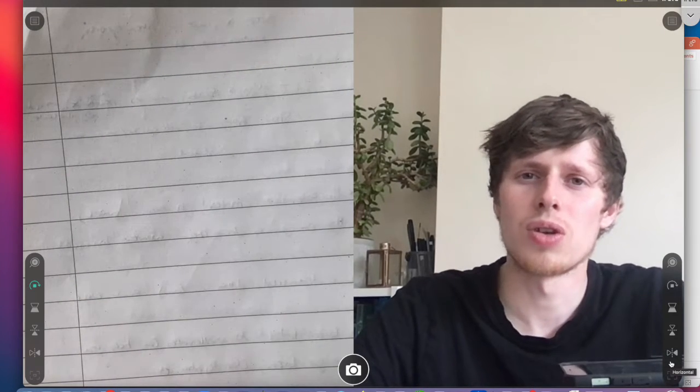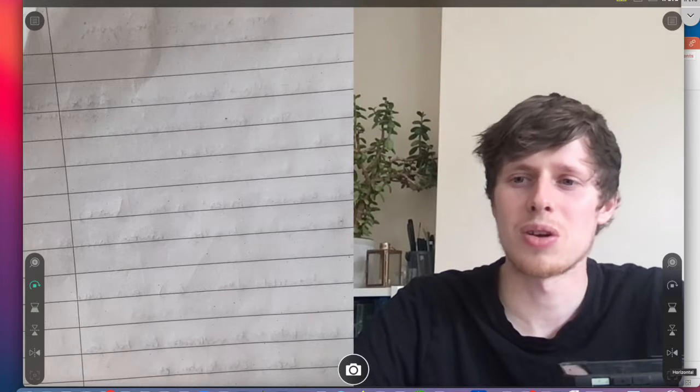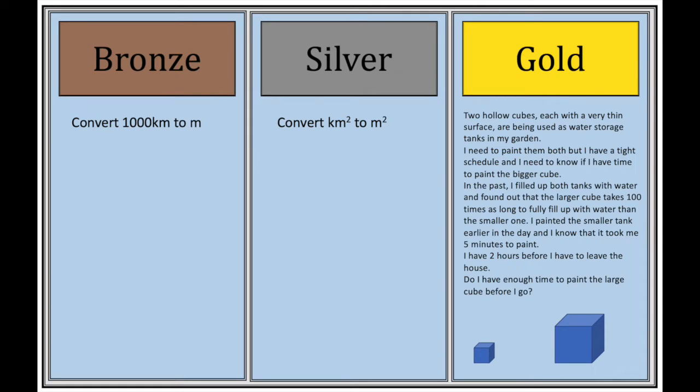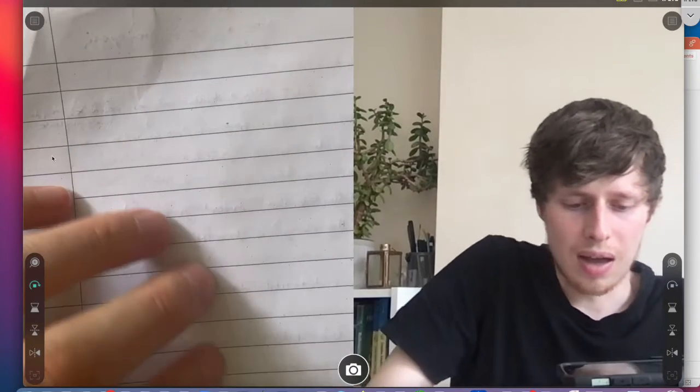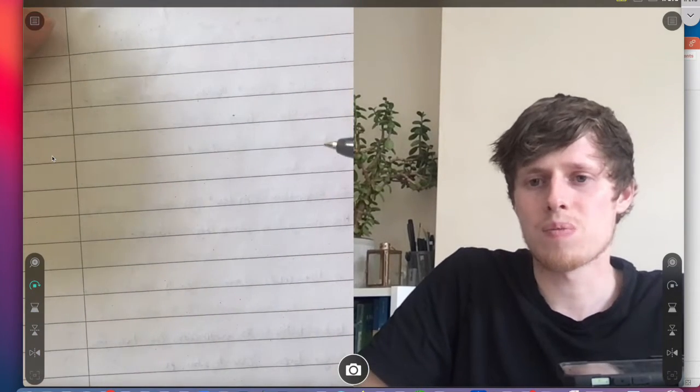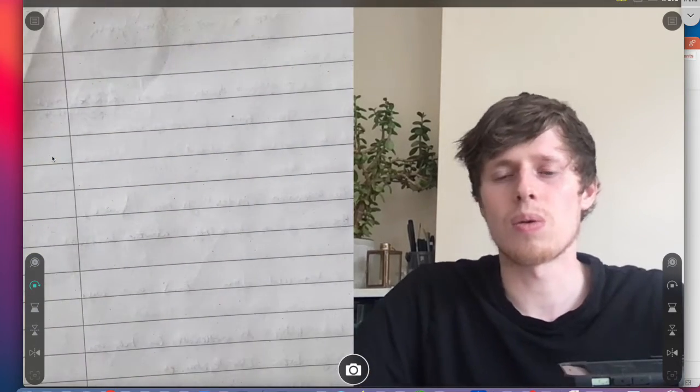Today we're going to go through units and converting between them, so let's get started. Now the bronze question says convert 1,000 kilometers to meters. So to get started, we just need to remind ourselves how many kilometers make up a meter, or vice versa.